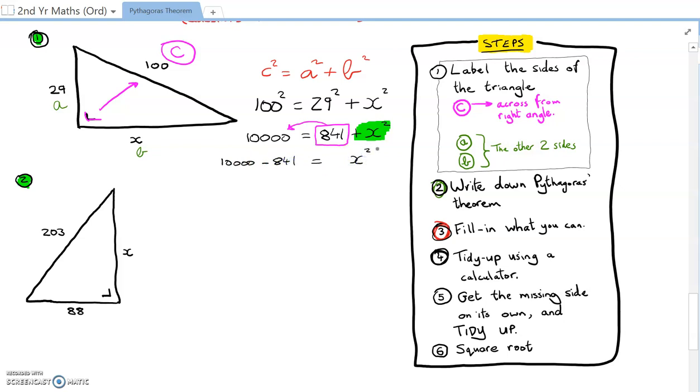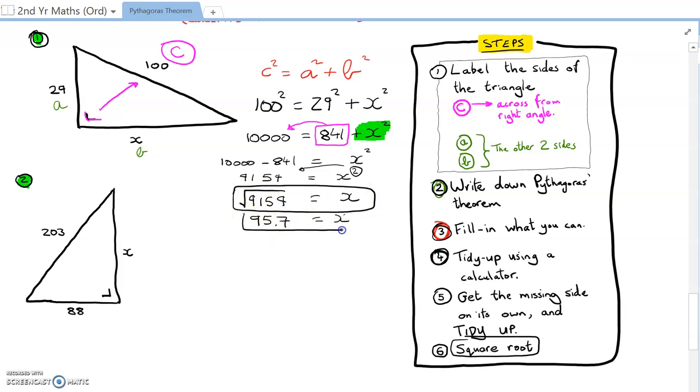So the X squared is on its own now. Now tidy it up a little bit more. This bit here can tidy down to 9,159 equals X squared. Okay, and now the last step, the square root. So we have to bring that squared over to the other side. It'll be the square root of 9159 equals X. Now that's enough for your answer. If you wanted to, when you type that into the calculator, you get 95.7. So you could either have left your answer as that, which is fine, or that, which is fine too. Okay, so that's question 1 done.